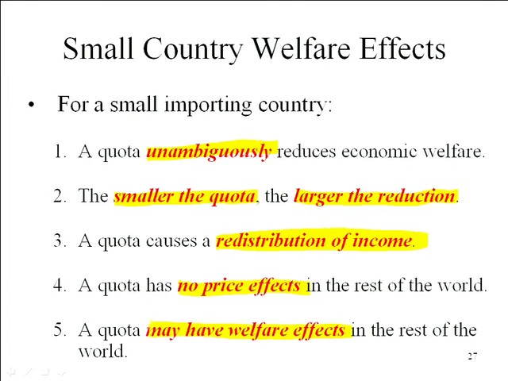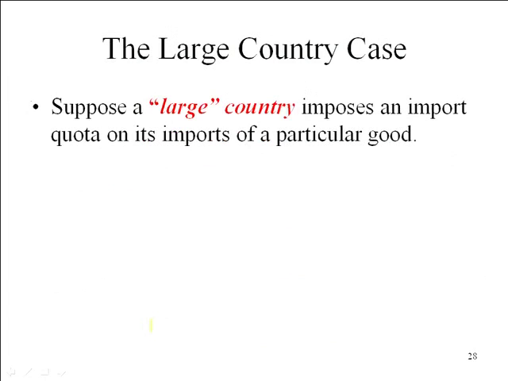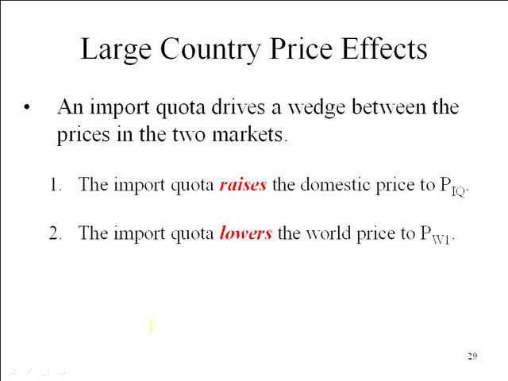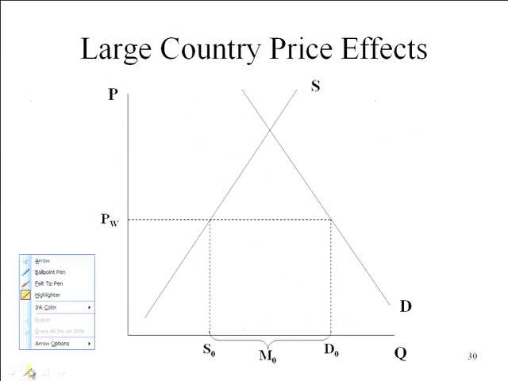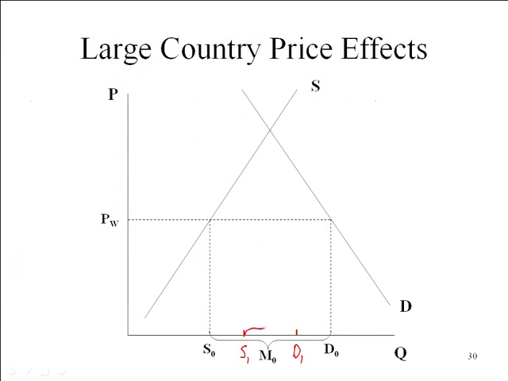Okay, now let's think about a large country. Again, we'll still think about the U.S. Now, in a large country, we know that we are going to raise the domestic price and lower the world price. So now we've got price effects going in two different directions. So if we decide to reduce imports from M0 to M1, we also know that that will raise the price.